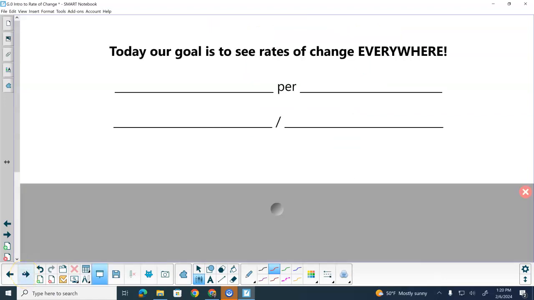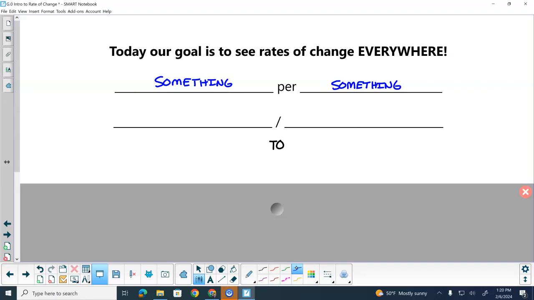Today our goal is to see rates of change everywhere. It's something per something. And we could write that as a fraction, or we could write it with the word per, or we could compare it with the word to.